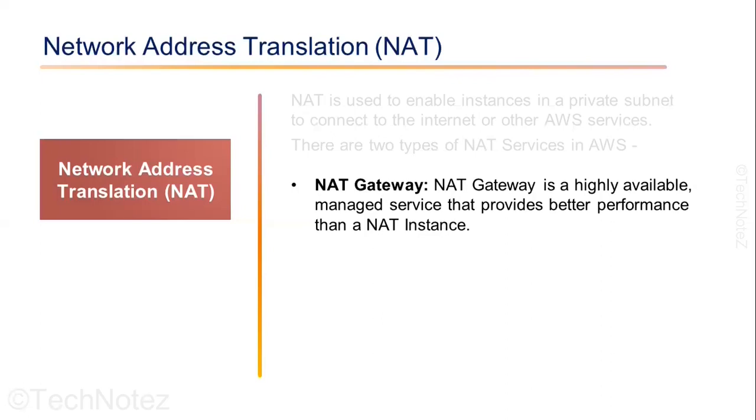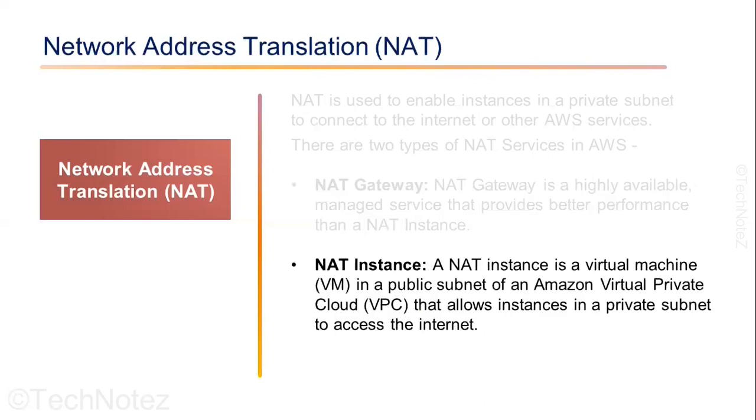AWS NAT Gateway is a fully managed service that automatically scales to handle a large amount of traffic, which makes it suitable for use in an environment with a high level of traffic. NAT instance. A NAT instance is a virtual machine in a public subnet of an Amazon VPC that allows the instances in a private subnet to access the internet while preventing the internet from initiating a connection with those instances.